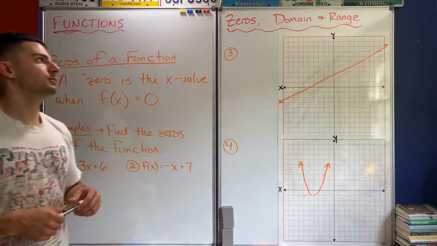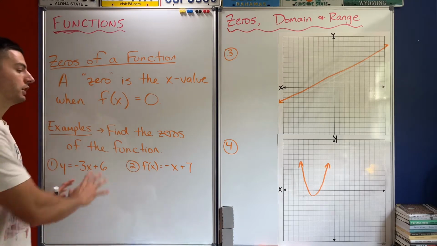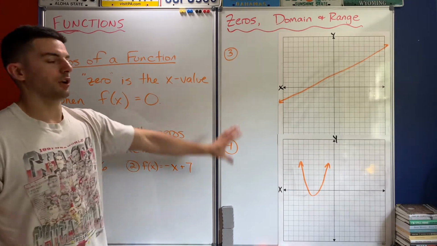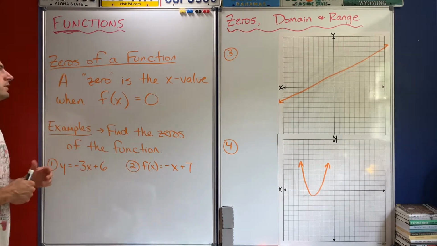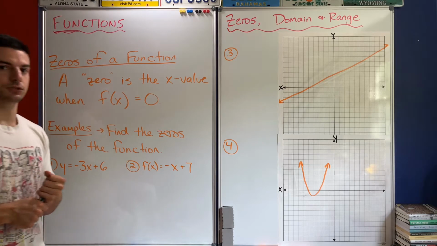Okay. So I'm just going to introduce you to zeros here first, what those are and how we find those, either in an equation or on a graph. So I have the definition up here. It says a zero is the x value when f of x equals 0.